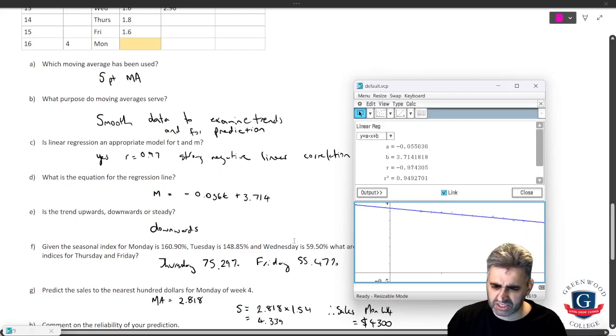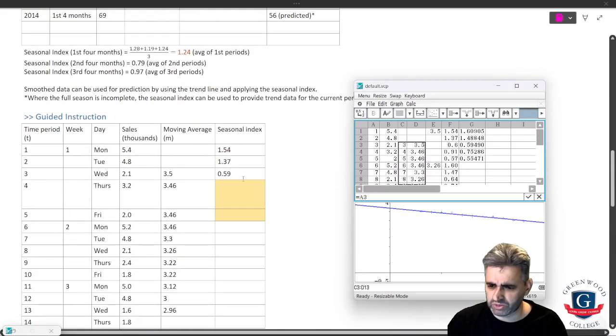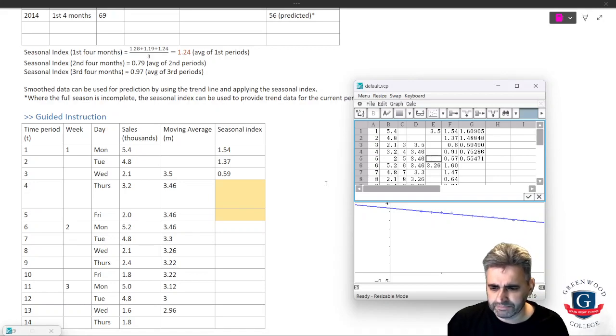Now it's asked us for the seasonal index. We're going to have to go through our table here. Now we've been given Monday, Tuesday, and Wednesday's seasonal index, but we need to work out Thursday's and Friday's. To find out the seasonal index is a bit of a palaver. We've got to get a seasonal proportion for each position in the cycle and then average it over a number of cycles. So here's the average over one cycle.